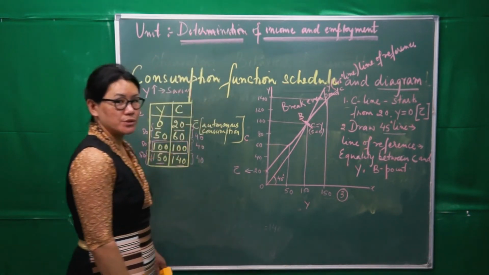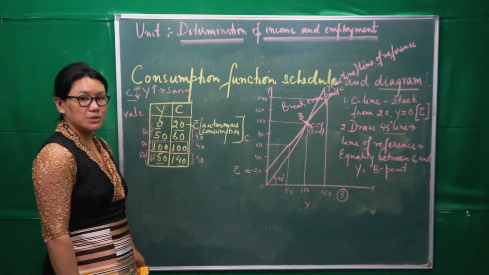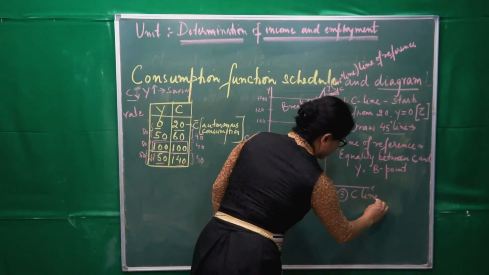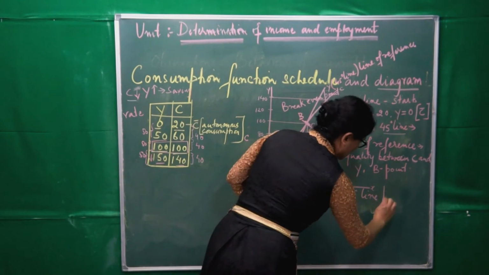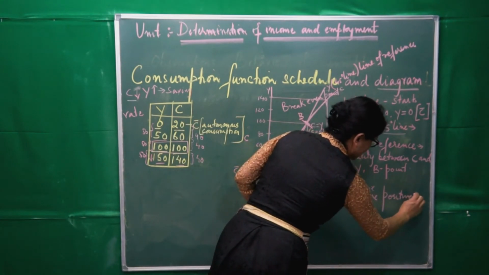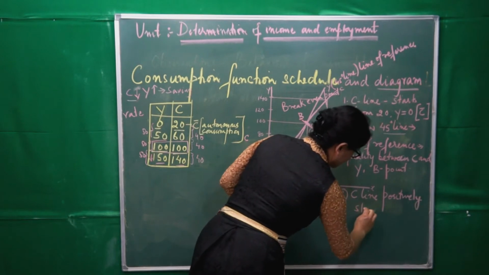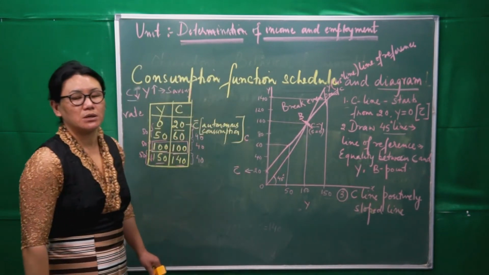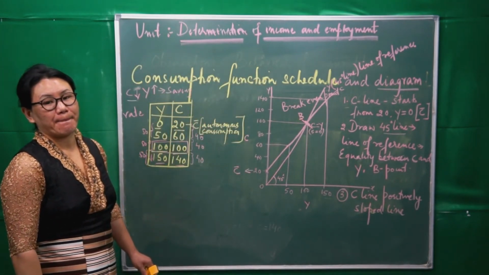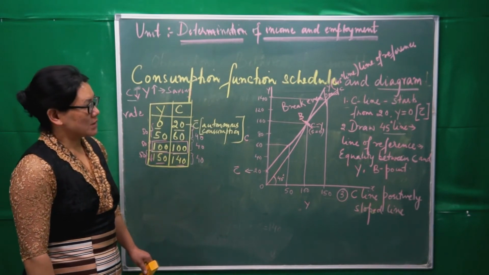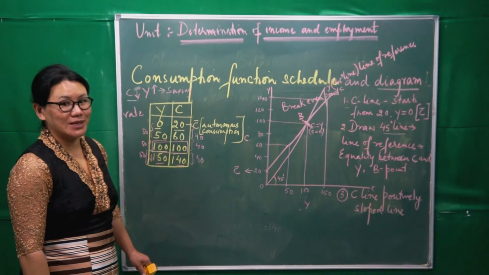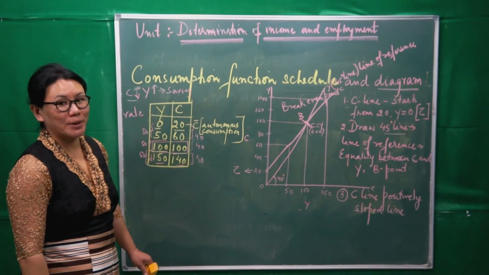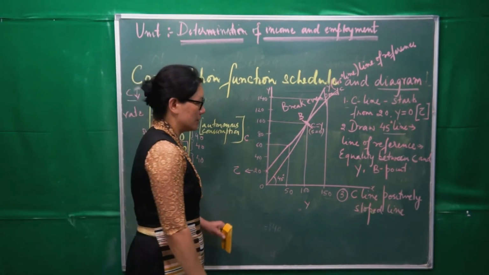Third one. Third relationship shows a positive relationship between these two. Right? So C line is a positively sloped line, which shows the positive relationship between C and Y. Okay, what is the shape of the C line here? When we say positively sloped, it will be an upward sloping curve. Is that clear? Okay.